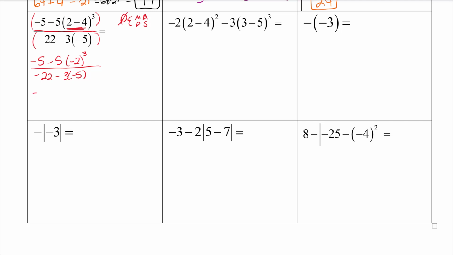E, exponents. There is an exponent. I have negative 2 cubed. If you need to do that off to the side, that's negative 2 times negative 2 times negative 2, which is 4 times negative 2, or negative 8. So this whole thing turns out to be negative 8. That's still being multiplied by the 5 because there's an invisible multiply sign between any number in parentheses. So the E step is done for both the top and the bottom.